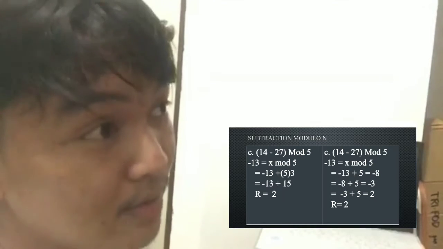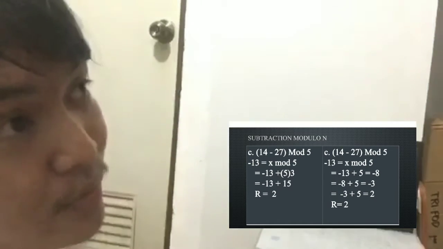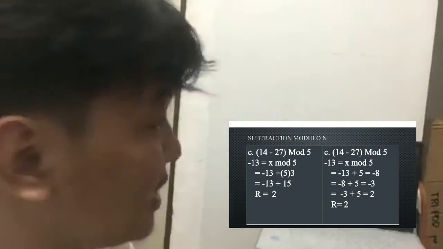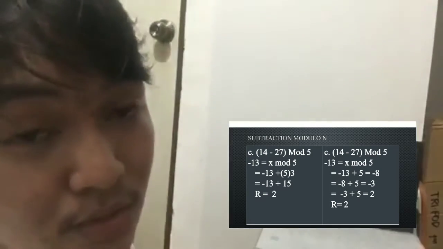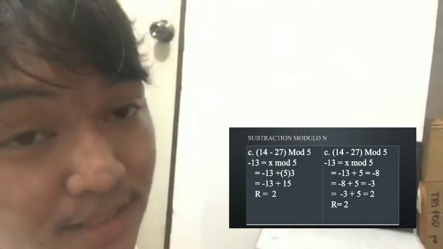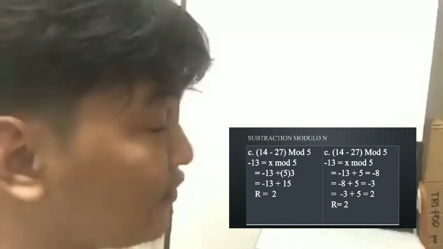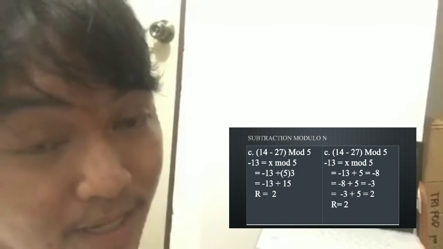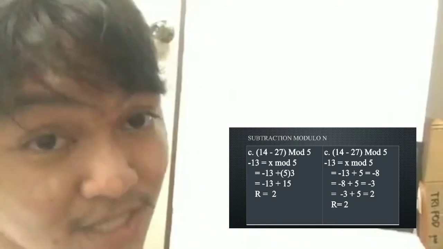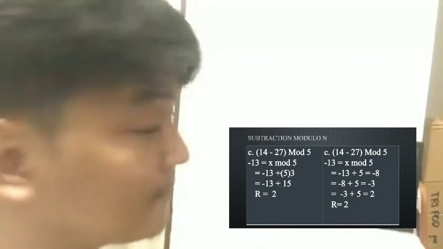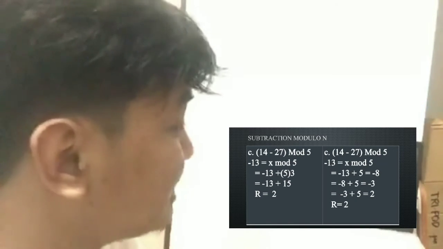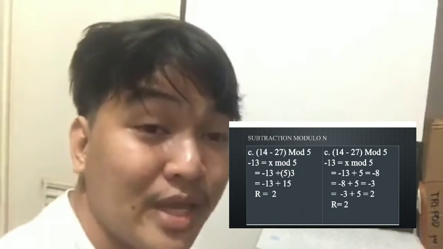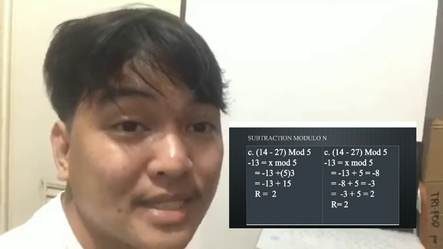And the other way to get this answer is 14 minus 27 mod 5, which is equal to negative 13. So we'll add the value of the mode, 5. Negative 13 plus 5 is equal to negative 8. Then add again, negative 8 plus 5 is equal to negative 3. Then negative 3 plus 5 is equal to 2. We'll stop here, since we get the lowest possible positive integer.